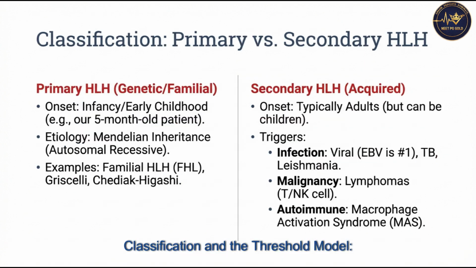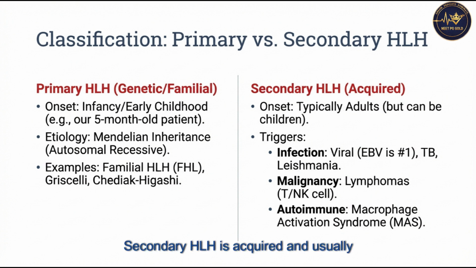Classification and the threshold model. We classify HLH into 2 types. Primary HLH is genetic or familial. It follows Mendelian inheritance, autosomal recessive, and typically presents in infancy, just like our 5-month-old patient.